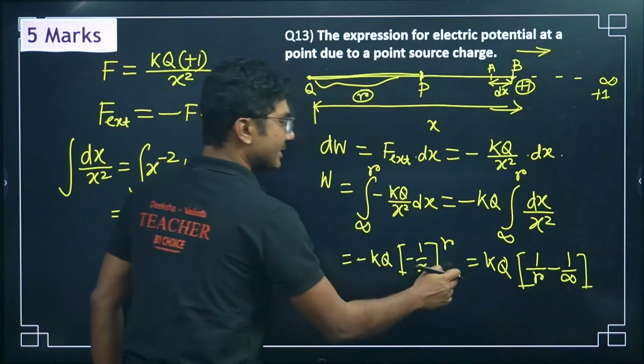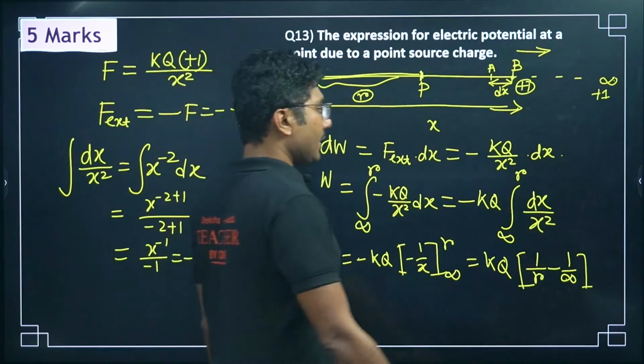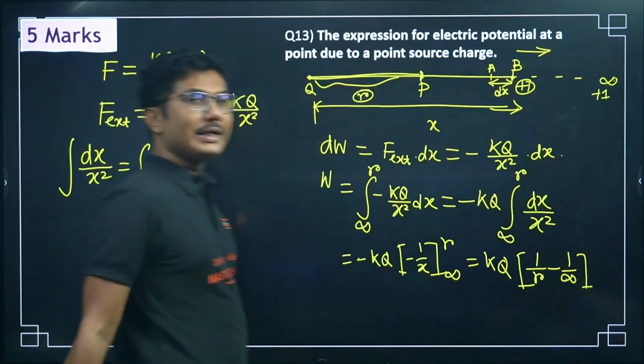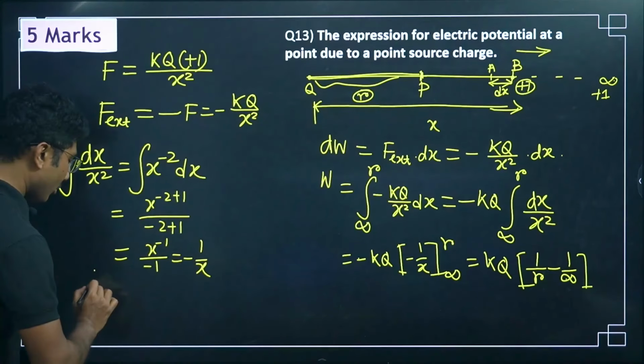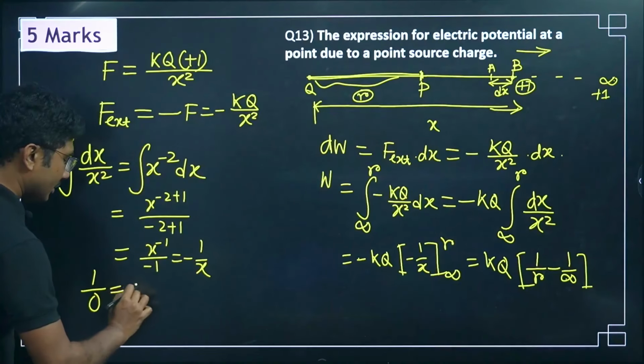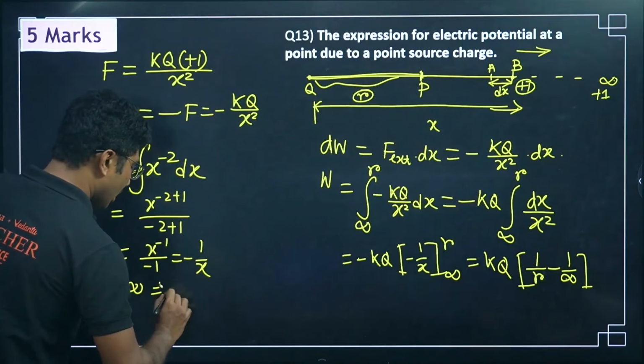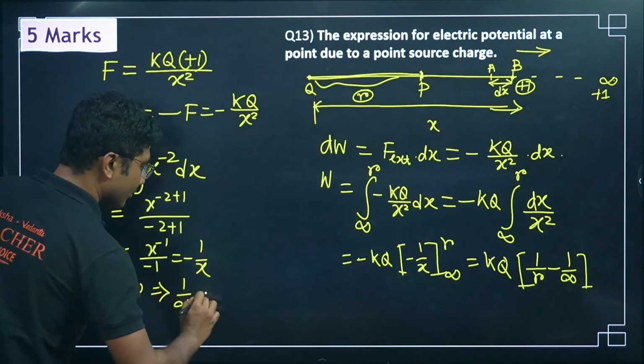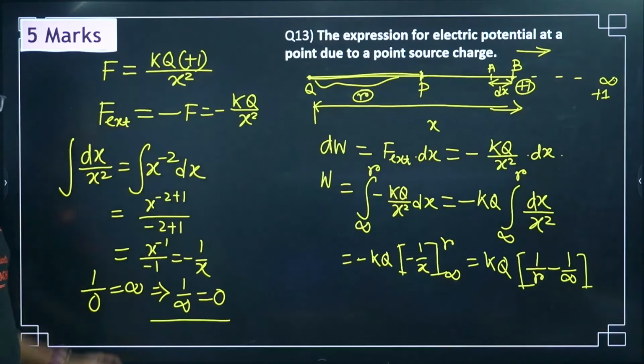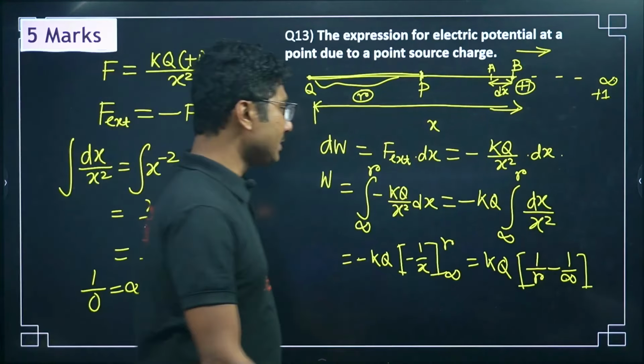This is the lower limit, the starting point. The starting point is called the lower limit. Now, what is the value of 1 by infinity? You have to know that 1 by 0 is equal to infinity. If you divide any number by 0, you get infinity. So 1 by infinity is actually equal to 0. Any number divided by infinity is always 0.